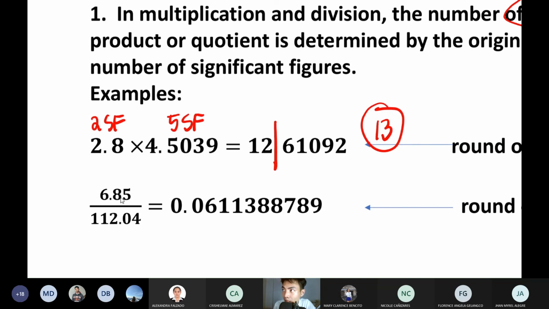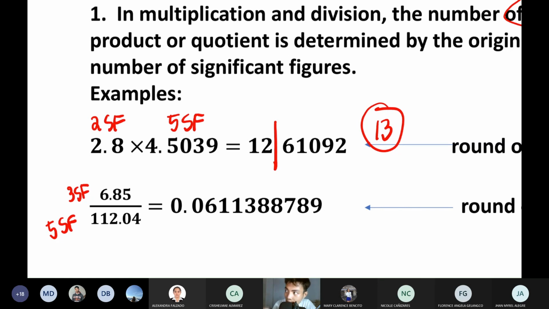Okay? Let's have this one sa baba, division. 6.85 divided by 11204. Ilan sig fig tong nasa taas? 685. So, 3 sig fig yan. Ilang sig fig nasa baba? Bilangin natin. 1, 2, 3, 4, 5. So, I have 5 sig figs here. Ano yung susundin ko? Edi yung 3. Okay?